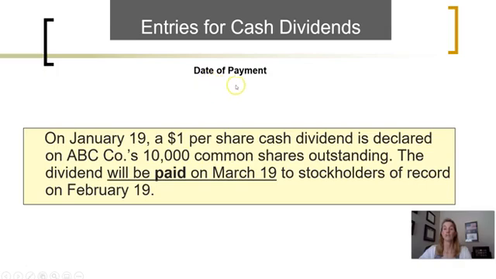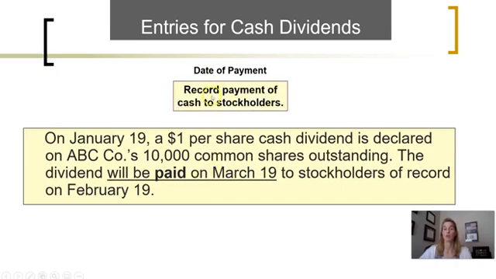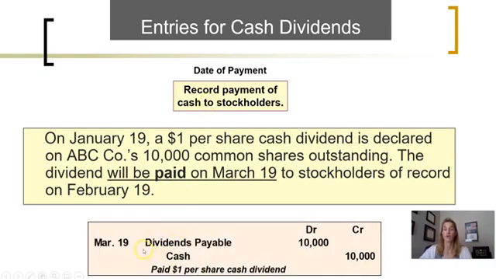The final date is the date of payment. January 19th was the date of declaration. February 19th identifies who owns the stock, the date of record. Finally, the payment is made on March 19th. That is the time that the liability that was recorded on the date of declaration is paid. We will simply debit the liability to decrease it and credit cash because this is a cash dividend and cash is being used to pay off that liability.